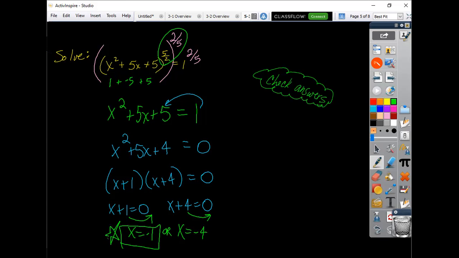Then let's check the -4. -4 squared is 16. -4 times 5 would be -20. And then plus 5. So that'd be like 21 minus 20, and so that would be 1. And 1 to the 5/2 power equals 1 as well. So that does also seem to work. So in this problem, both of those seem to give me valid answers.